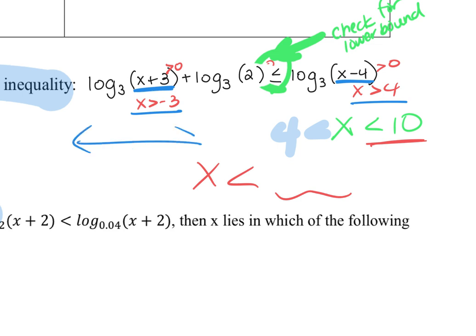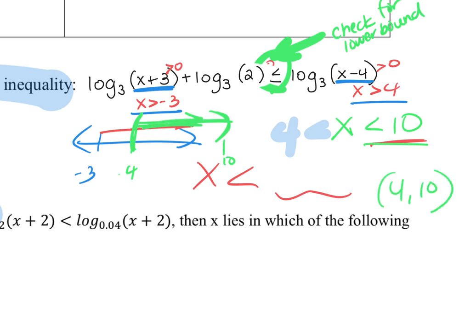So if I had put greater than negative 3, it would have been that way. And if I would have put greater than 4, it would have been that way. And only where they overlap can I keep it. So then this part of it said less than 10, which means it would be from 0 to 10, or from 4 to 10. And that question, the answer is in interval notation.